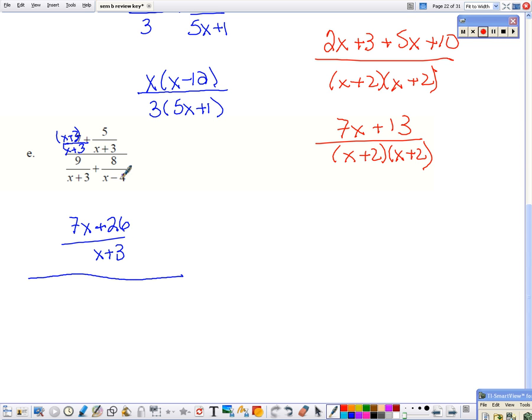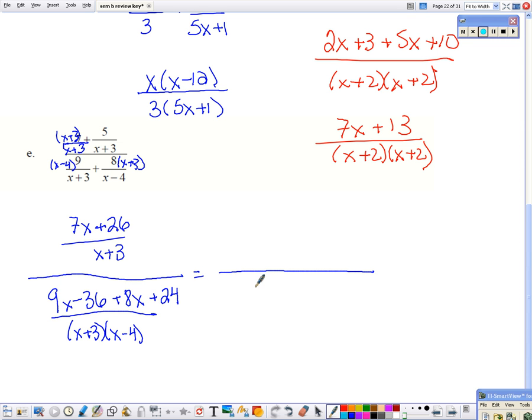And then for my denominator, the multiple of x plus 3, the product of x plus 3 and x minus 4 is my common denominator. So this one needs an x minus 4 and this one needs an x plus 3. So we get 9x minus 36 plus 8x plus 24. So simplifying that, 8 plus 9, that's 17x minus, now negative 36 plus 24. Again, it's non-calculator, so if you need to do some scrap work, I mean negative 12.